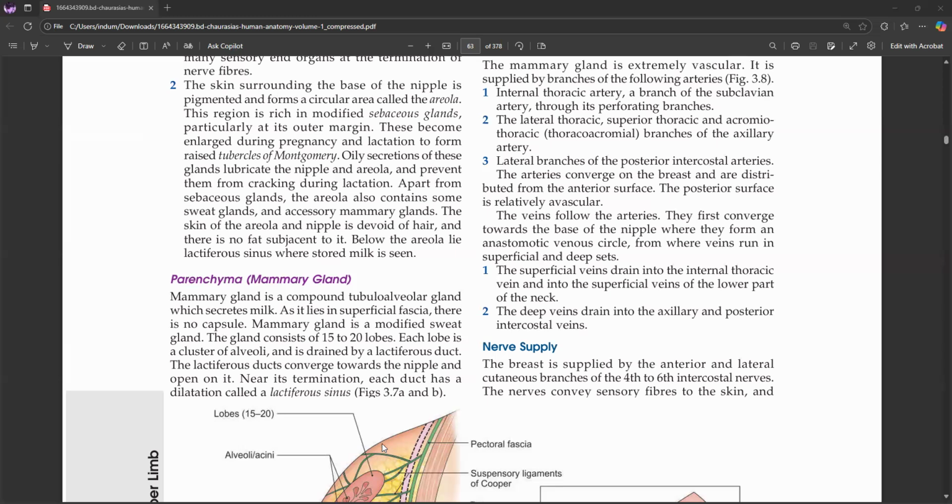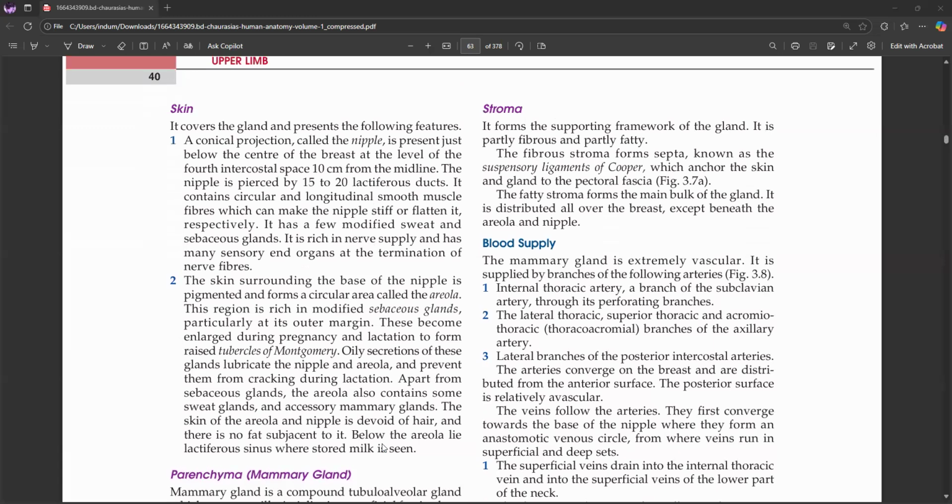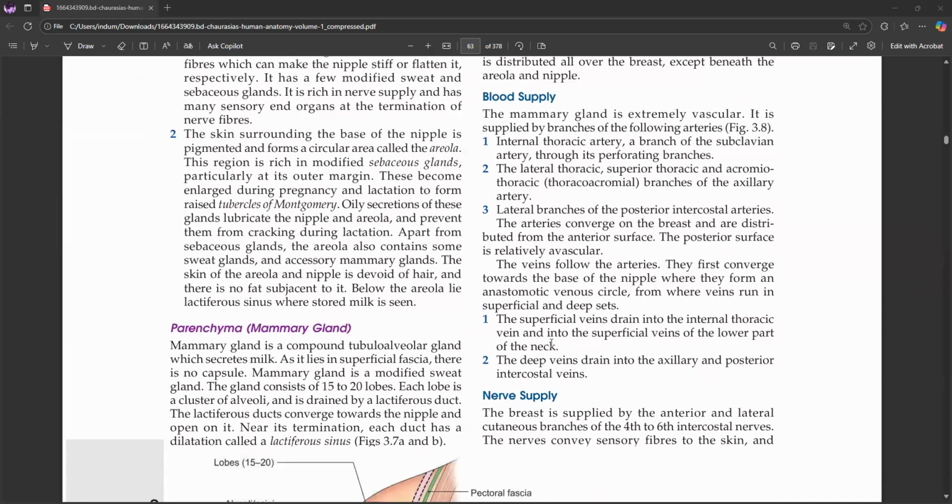Figures 3.7a and b. Stroma. It forms the supporting framework of the gland. It is partly fibrous and partly fatty. The fibrous stroma forms septa, known as the suspensory ligaments of Cooper, which anchor the skin and gland to the pectoral fascia. Figure 3.7a. The fatty stroma forms the main bulk of the gland. It is distributed all over the breast except beneath the areola and nipple.